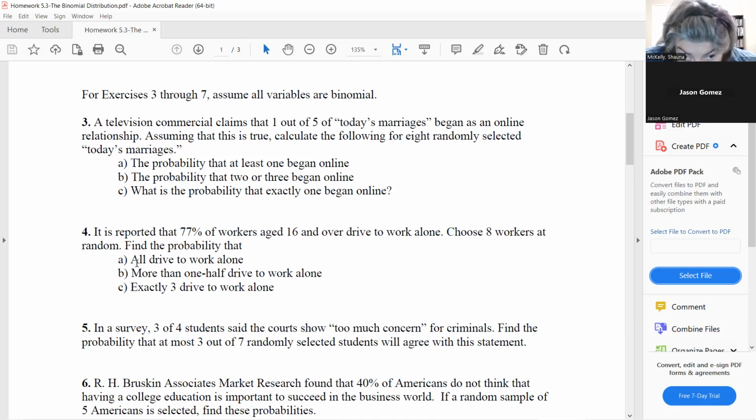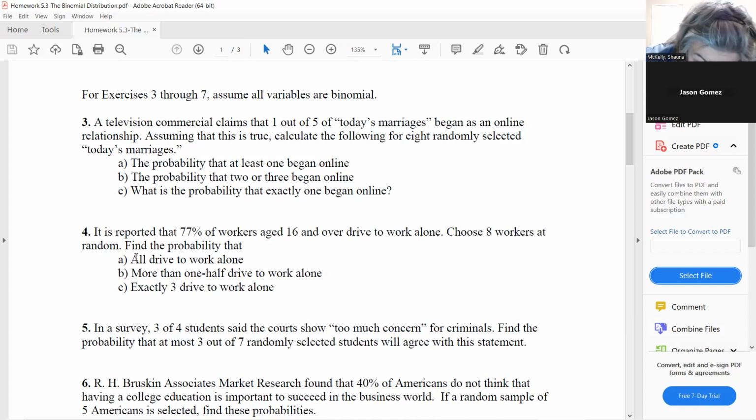Part A says all. How many is all? 16. No. That's how old they are. How many workers is it? 8. All 8, all the workers drive alone, right? So what this question is saying is 77% of workers drive to work alone. Choose 8 workers and find the probability that all 8 drive to work alone.